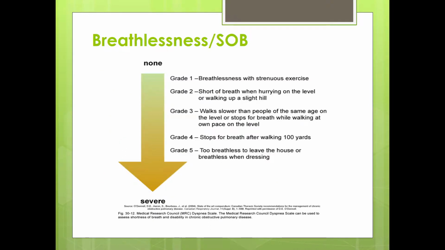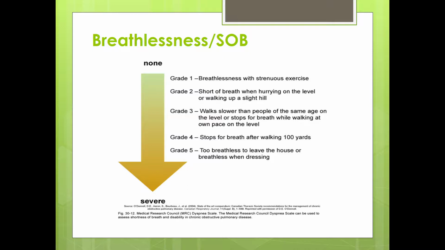So breathlessness or shortness of breath is graded at 5 levels. And this helps us to really kind of get a sense of how a patient is doing, particularly if they do have a respiratory condition. So grade 1 is breathlessness with strenuous exercise. So most of us would be a grade 1 at some point if we were exerting ourselves. A grade 2 is short of breath when hurrying on the level or walking up a slight hill. Again, that can be obviously a normal finding.